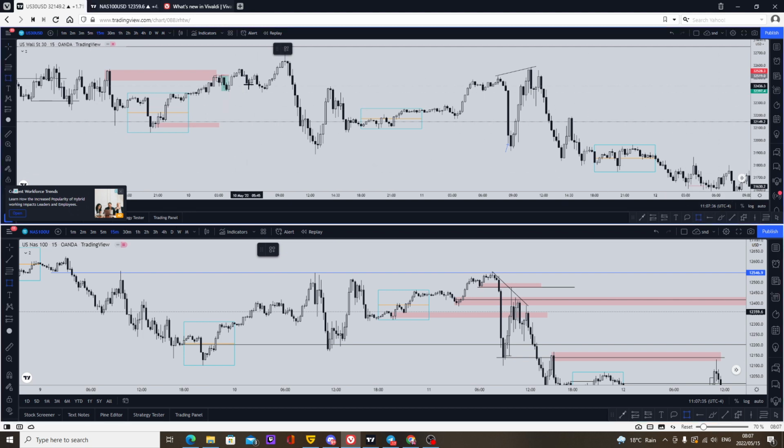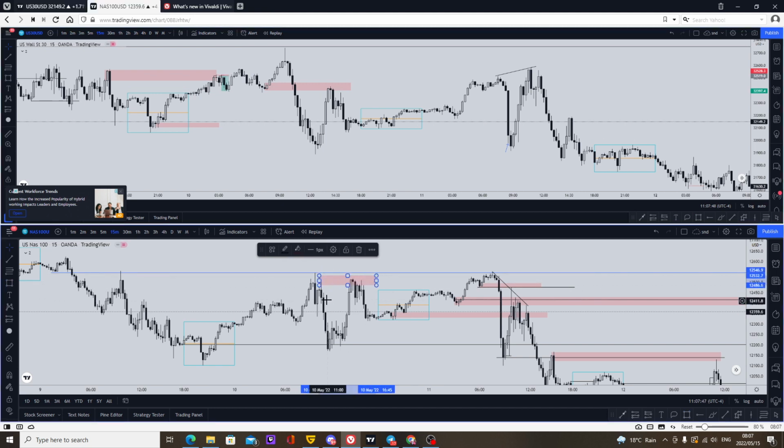Let me show you guys. US 30 used this low. Can you see? US 30 used this low to do what? To come to the downside. But what about NASDAQ? NASDAQ sought higher orders. It did not use this low, but used the higher orders. And at the same time, when NASDAQ was going to the upside, the same way like US 30 was going to the upside, NASDAQ had already completed this area.